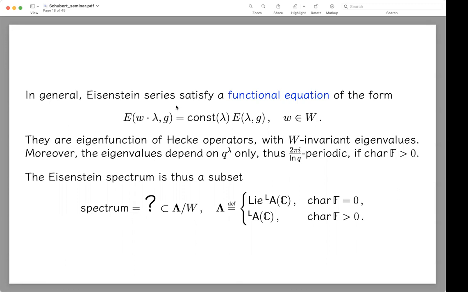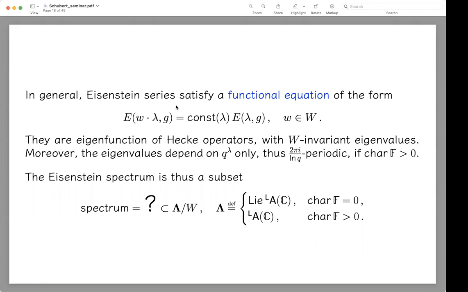And in fact, they're dependent on Q to the lambda only if you have a field over a finite field with Q elements. And so in particular, their Q to the lambda is a function which is 2 pi i over log Q periodic in lambda. So the Eisenstein spectrum is therefore abstractly a subset in this bold-faced lambda. This bold-faced lambda will be important.